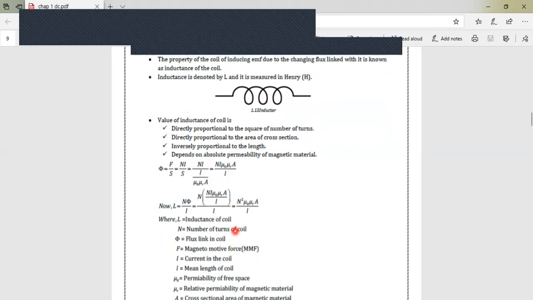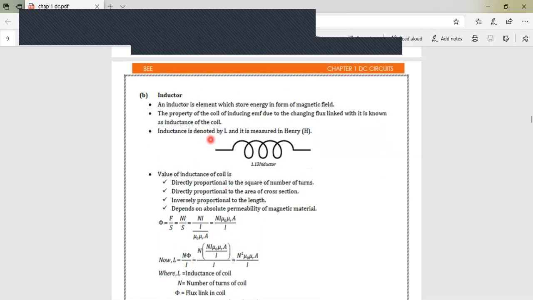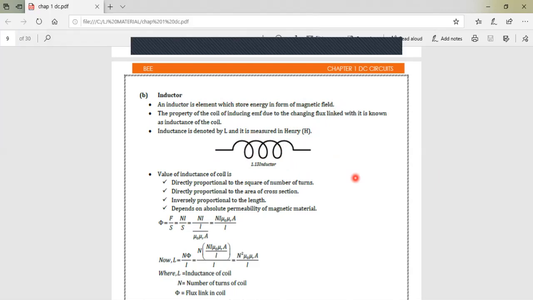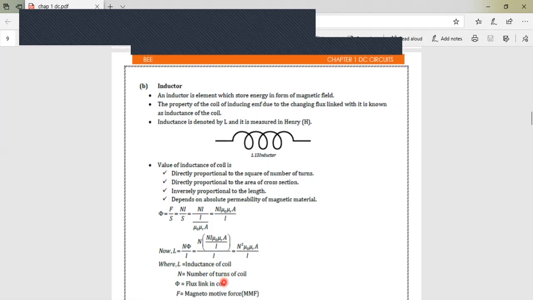Again, I revise what is inductance. Inductor is an element which stores energy in the form of magnetic field. We know electromagnetic induction: whenever current flows through a conductor, it generates magnetic flux around it, and when the current flowing through the conductor changes, the flux changes. So when the flux changes, it produces EMF. So E is equal to minus N d phi by dt. Okay, so this is about inductance.